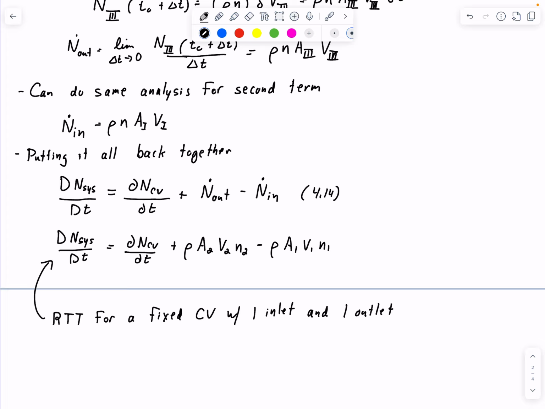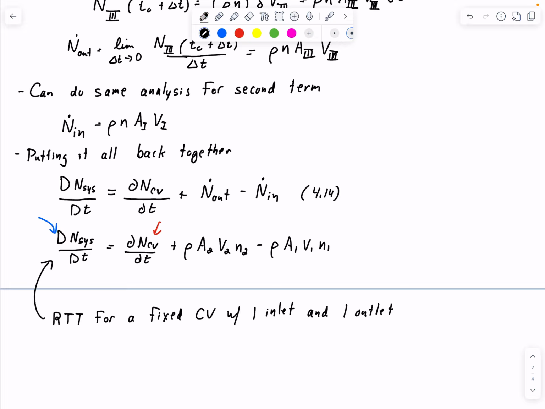So this is a general expression for the Reynolds Transport Theorem. Again, the purpose here is to relate the system approach, which you can see we have the extensive property of the system on the left-hand side, with the control volume approach. And so we have the control volume on the right-hand side. So this is a way to shift back and forth between these two reference frames, which we often need to do in fluid mechanics.